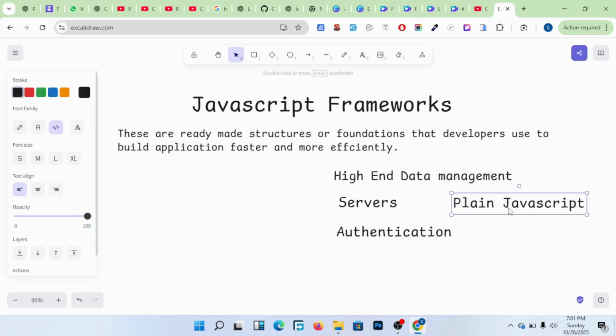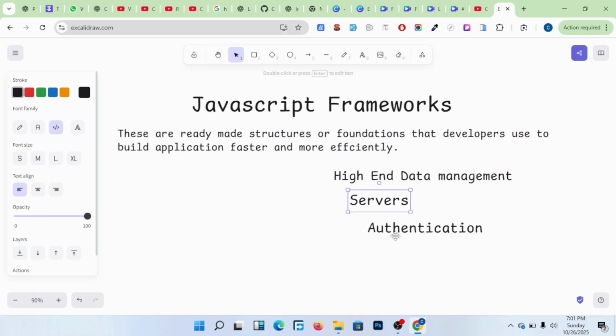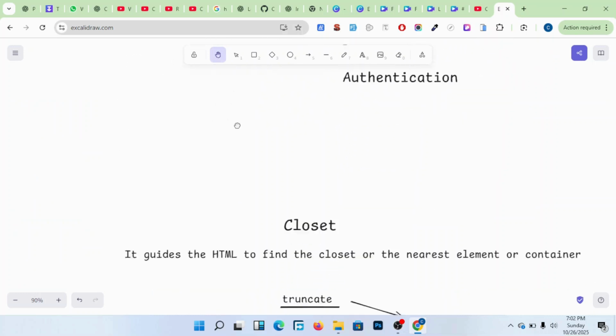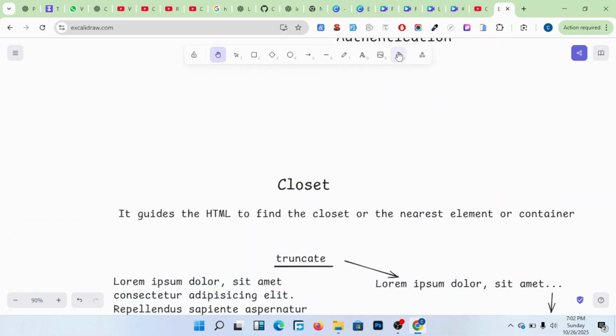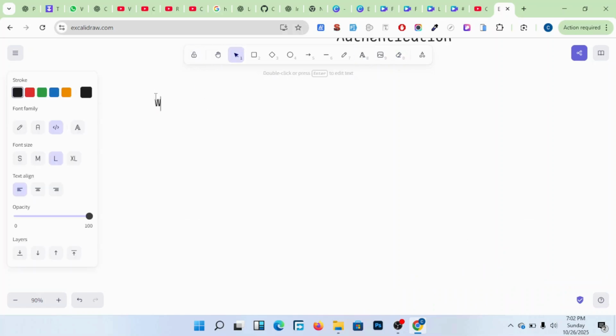So members, let me take this one this side. I want to introduce you to these frameworks. Why were frameworks introduced? Why were JavaScript frameworks introduced? This is what we covered yesterday, and I'm wrapping it up. I have a question: why were JavaScript frameworks introduced?